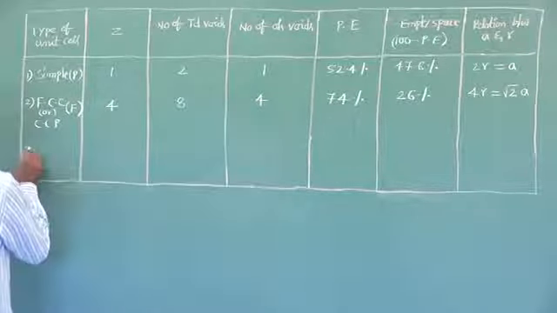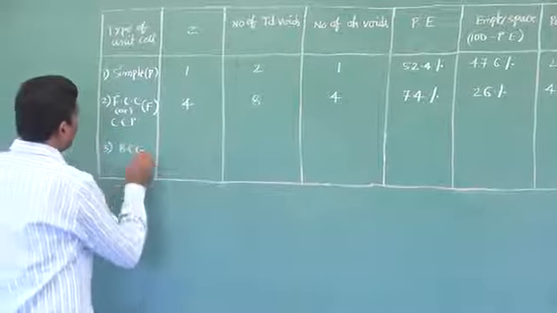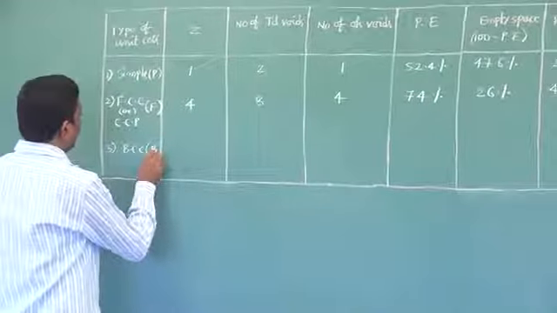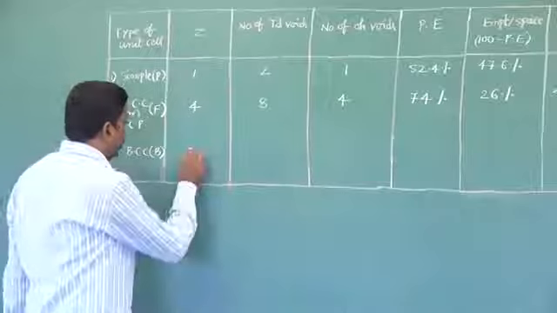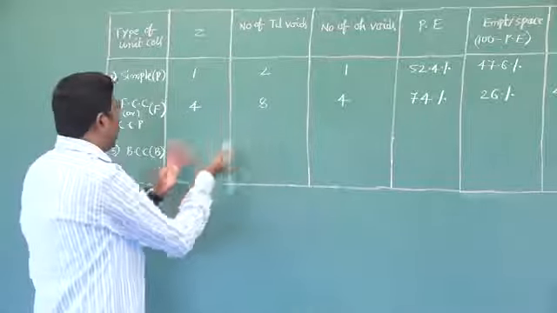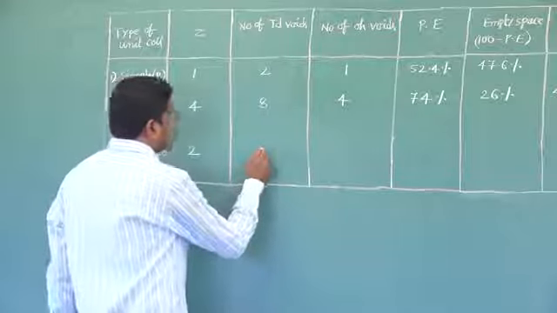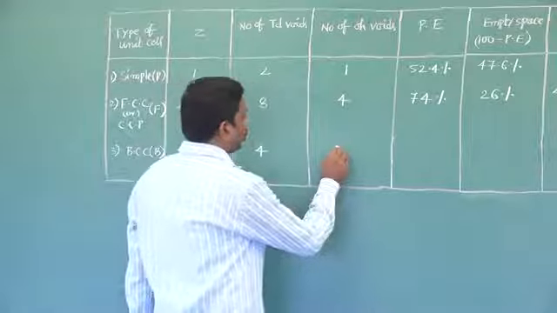Next, last one, BCC, body centered close packing. Simply I am representing it with the letter B. What is the Z value? We calculated this as 2. So the number of tetrahedral voids is double the number of Z, that is 4. Next, how many octahedral voids? Same as the number of Z, that is 2.